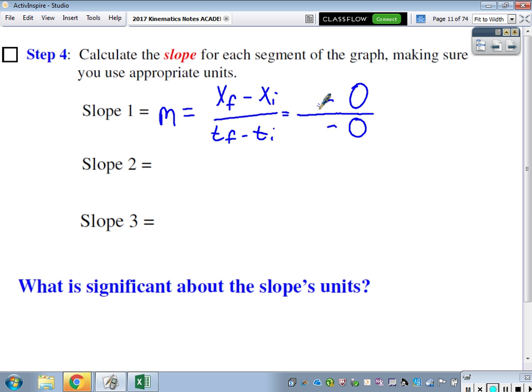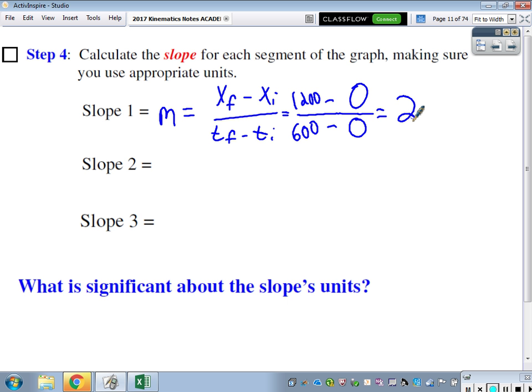At our time of 600 seconds, we're at a position of 1,200 meters. Now, we should not even need to touch our calculators for this. 1,200 divided by 600 gives us 2. Okay? Now, that's not it.